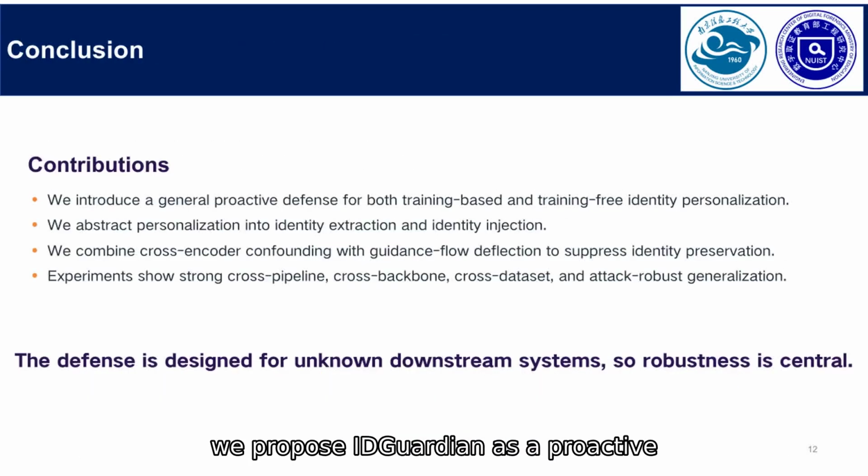To conclude, we propose ID Guardian as a proactive defense against identity misuse in personalized generation. It protects the reference image by disrupting identity extraction and redirecting identity injection. Experiments across diverse pipelines show that ID Guardian reduces identity consistency while preserving visual quality and robustness.